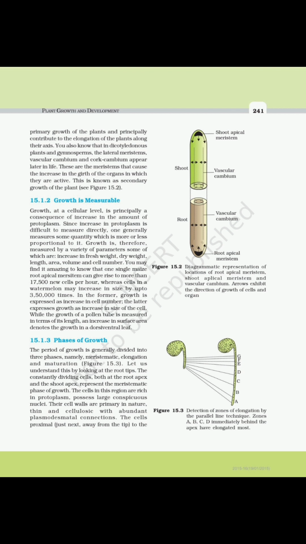15.1.3 Phases of growth. The period of growth is generally divided into three phases, namely, meristematic, elongation, and maturation. Figure 15.3. Let us understand this by looking at the root tips.